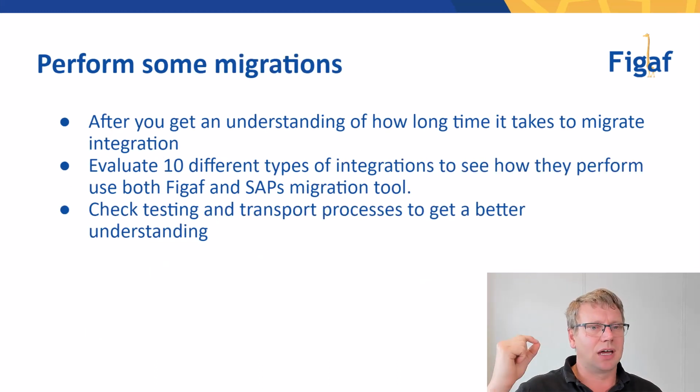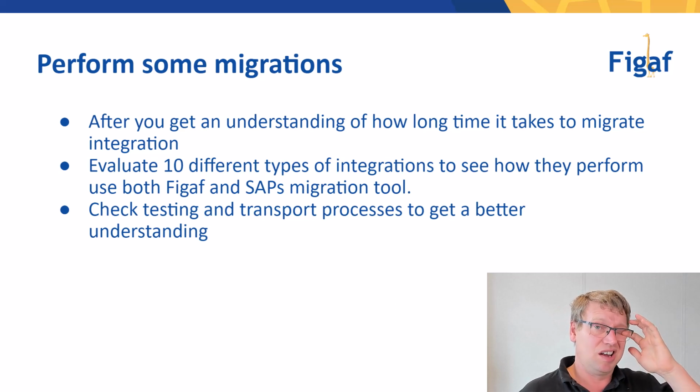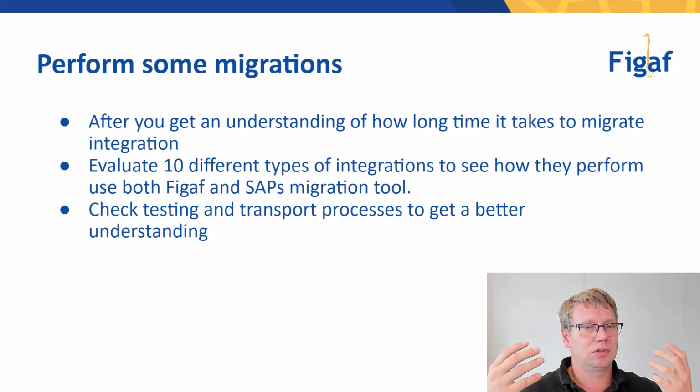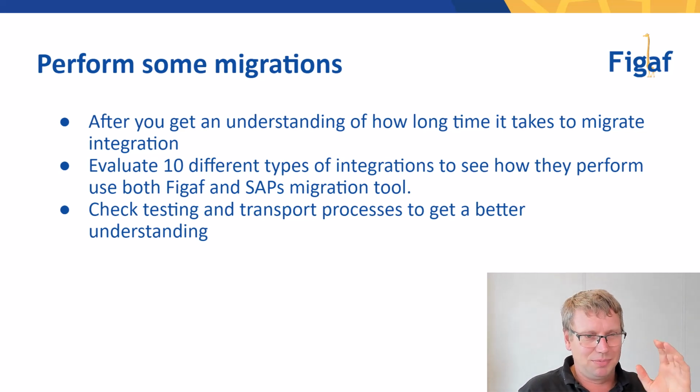I do recommend that you, as a part of your evaluation, spend some time on understanding this assessment, perform at least 10 migrations of some of the different scenarios that you think are going to be a big part of your landscape and migration, and then evaluate the tools and check out how to do testing and the transport. Because taking one ICO and converting it to an iFlow is one thing. The bigger thing is everything around it. How do you actually handle this setup? And yeah, there are a lot of tools that will help you here, and Figaf is one of those things.